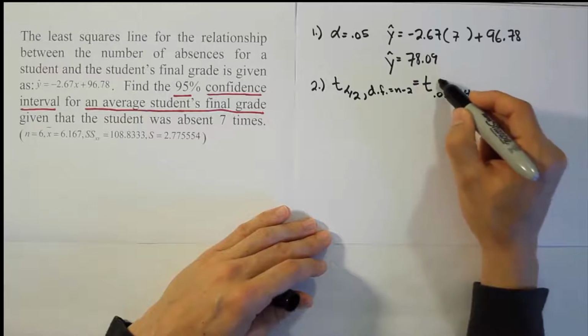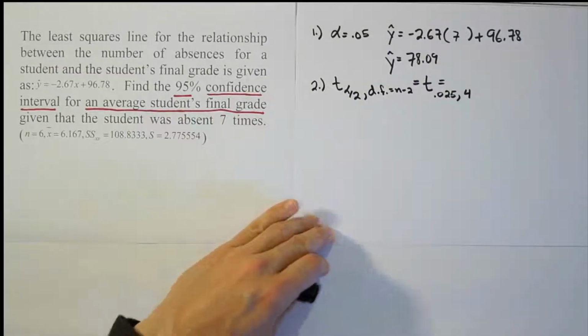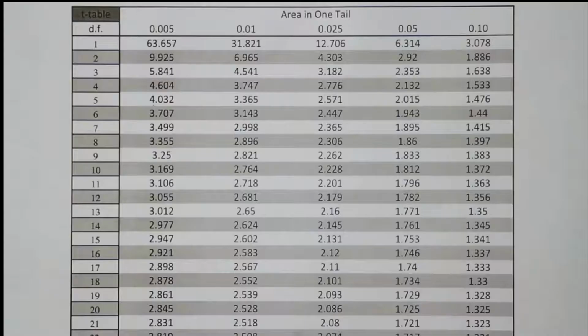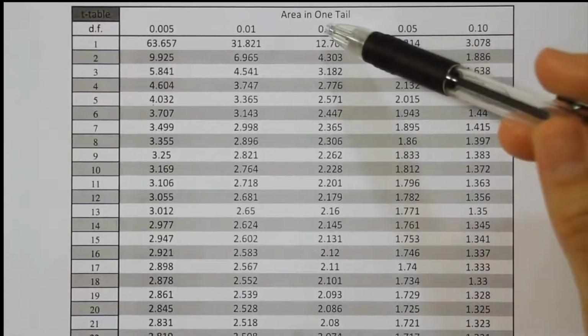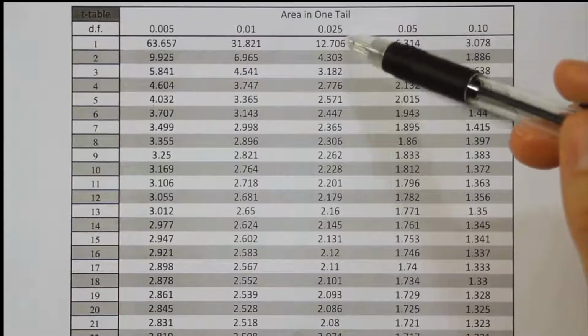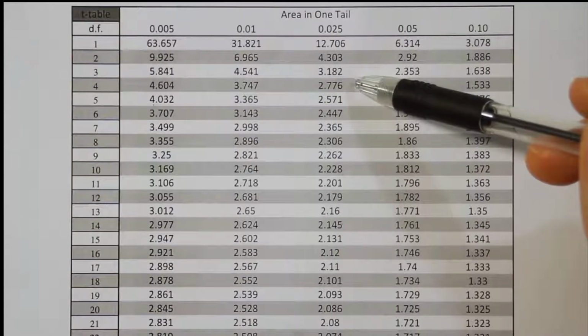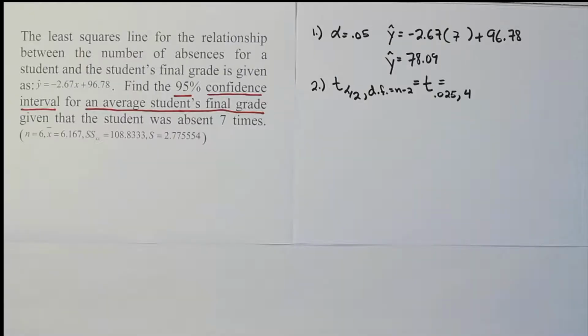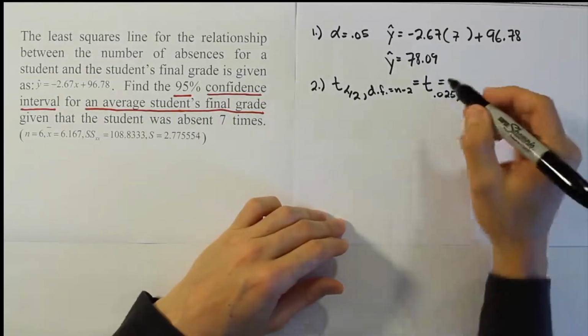All right, so let's see what that gives us for our critical t value. So let's go to our table and look it up. Okay, so we're looking for 0.025 with 4 degrees of freedom. We get the value 2.776. Okay, so we found our critical value to be 2.776.